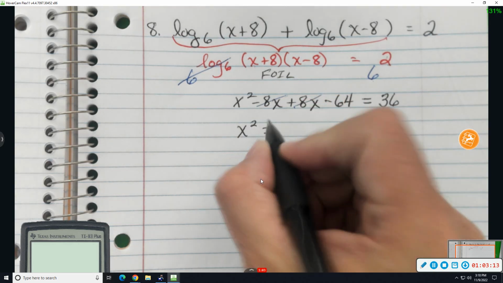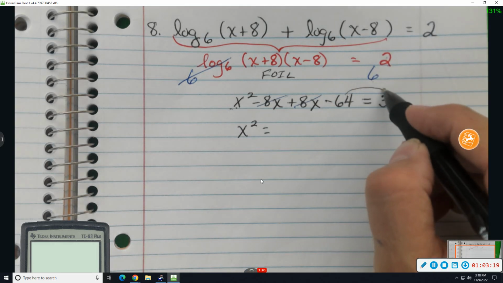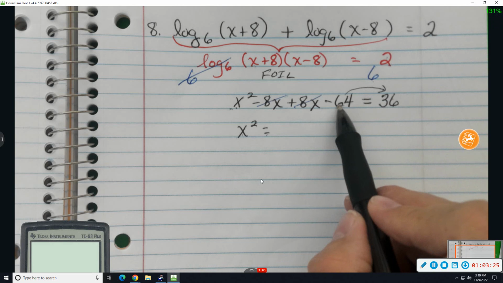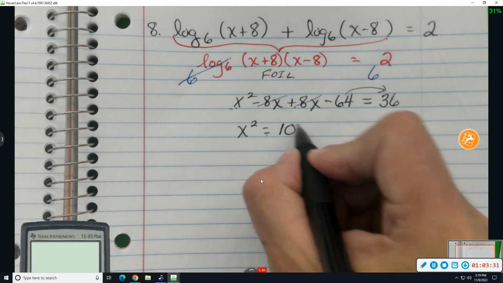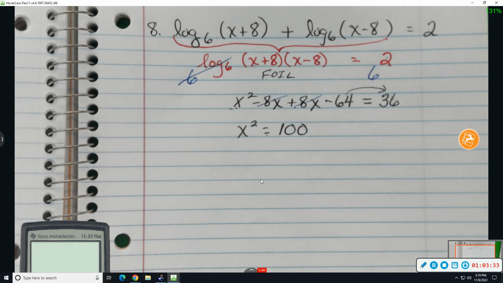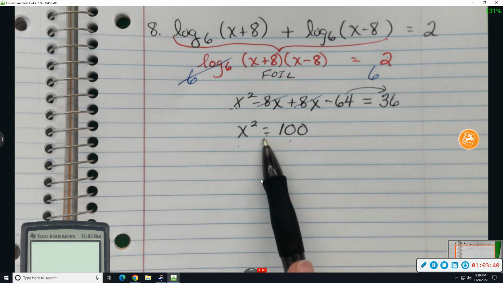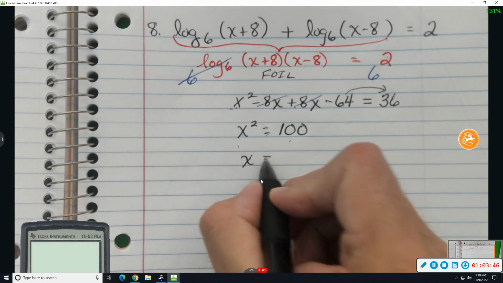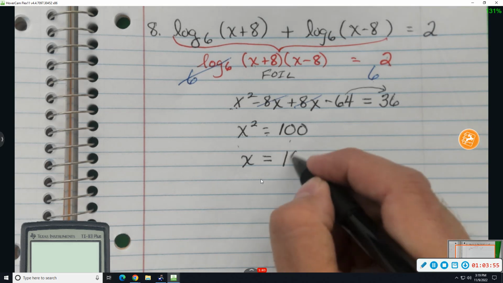And this is a quadratic equation because there's an x squared. I think probably the easiest way to solve it is just to write it as x squared equals a number. If I move that 64 over here, what number would I get? 64 plus 36, is that giving me 100 here? So x squared equals 100. Can y'all tell me what the solution for x is? X equals 10. 10 times 10, you just take the square root.